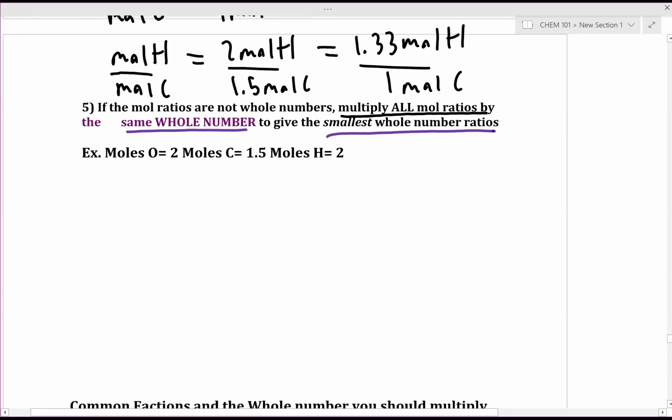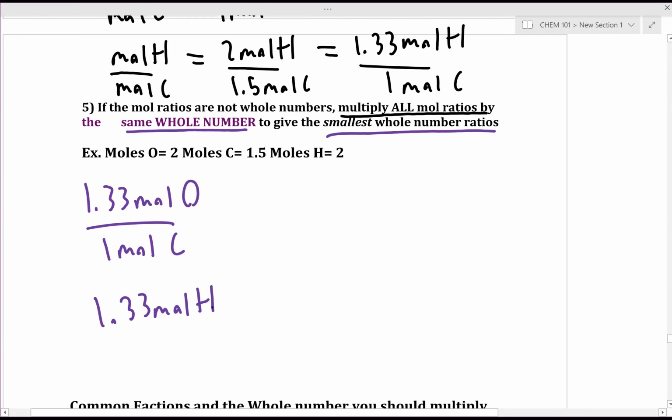Okay, so let's rewrite what we have from before. We know that we have 1.33 moles of oxygen for every 1 mole of carbon. We also know that we have 1.33 moles of hydrogen in 1 mole of carbon.